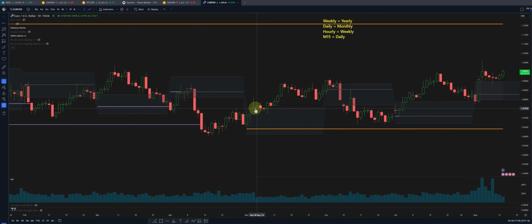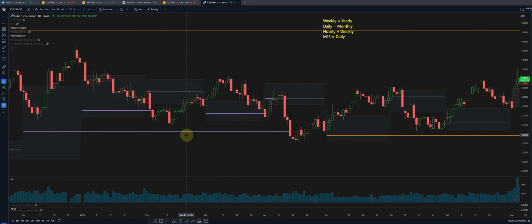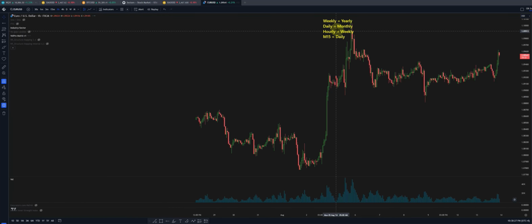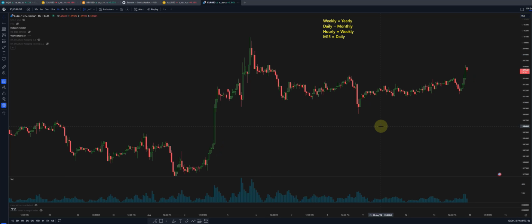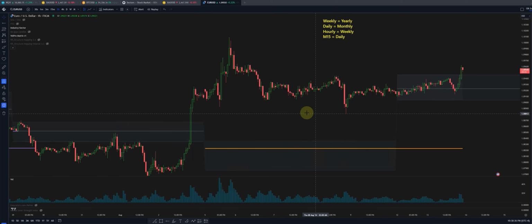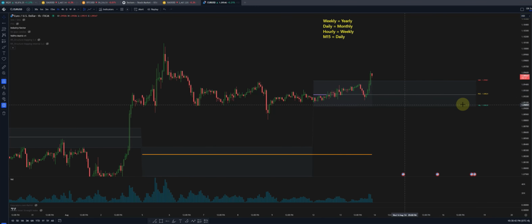So same here, this is the value area high, and this is the point of control. And from the weekly time frame we check hourly versus weekly time frame. So let's see on the weekly time frame what it is doing. Look here, this is the previous week's value area plotted into this week.